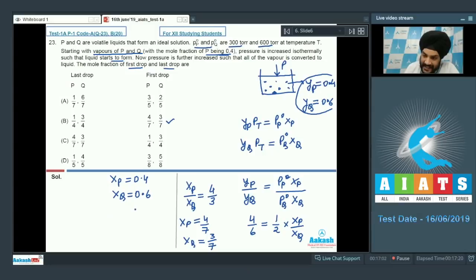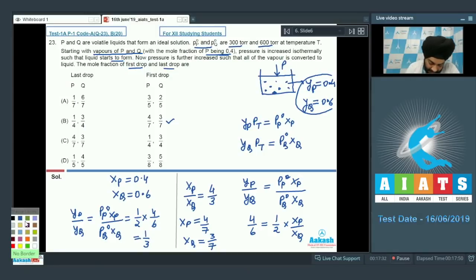Now the examiner is interested in the value of the mole fraction of the last drop, that is Yp and Yq. So we have to find out Yp by Yq, similarly as we had done before. So this will be equal to Pp naught into Xp upon Pq naught into Xq. So this will be equal to 1 upon 2 into 4 upon 6. So this is equal to 1 by 3.